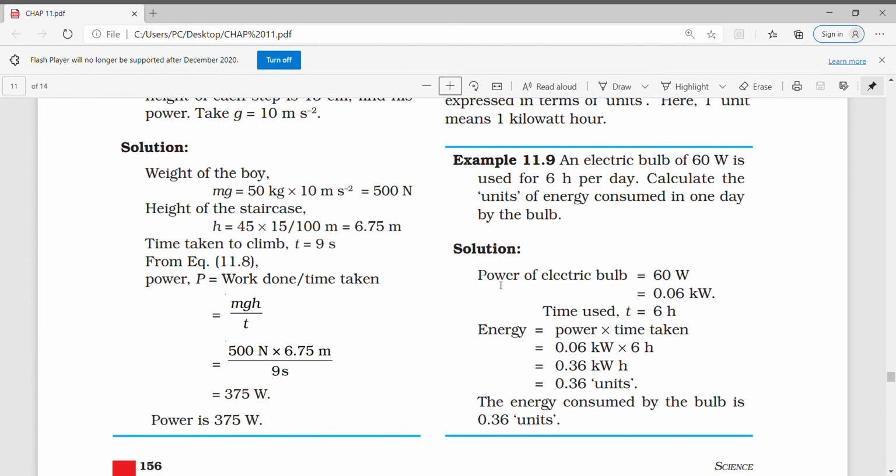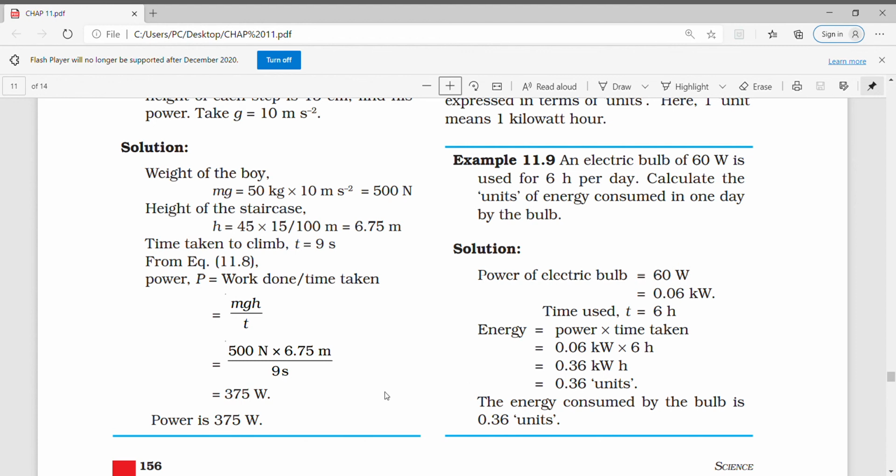Here in this question, power of the electric bulb is given in watt. So convert this watt into kilowatt. How to convert? 60 divided by 1000. It will be 0.06 kilowatt, and time is given in hours. That's okay. We are not going to change the units because we need the answer in kWh, kilowatt hour.